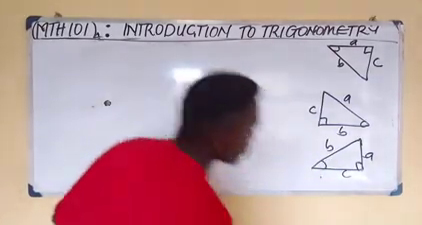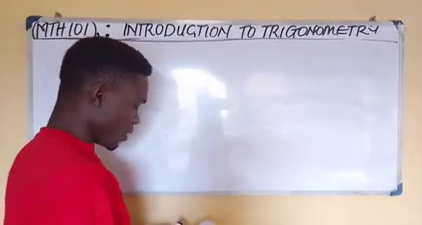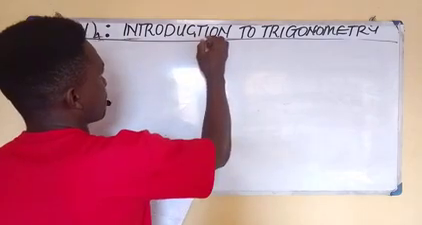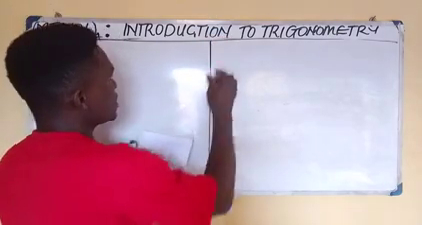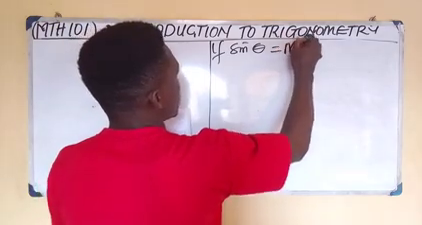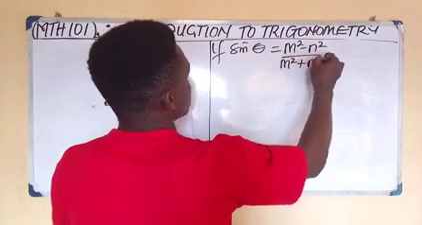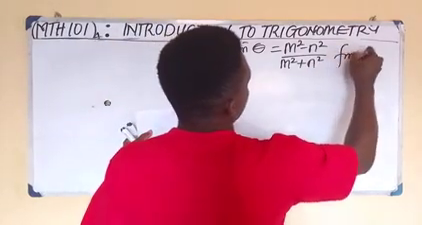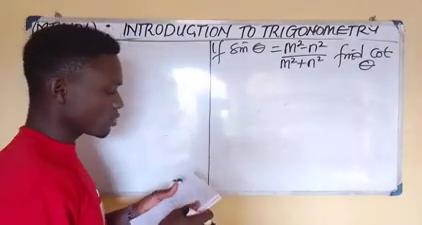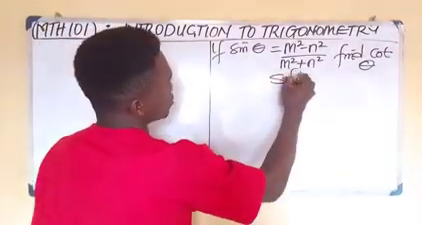So let's start solving some questions. There's a question here that we have to solve together. They said if sine theta is equal to m squared minus n squared over m squared plus n squared, find cot theta. Alright, find cot theta. This is what we are expected to do. Now let me show you the right solution.